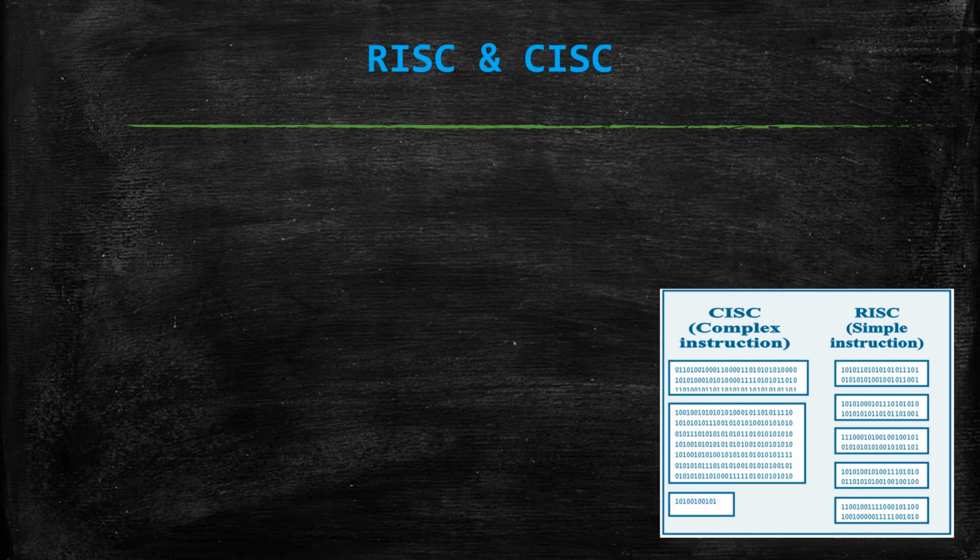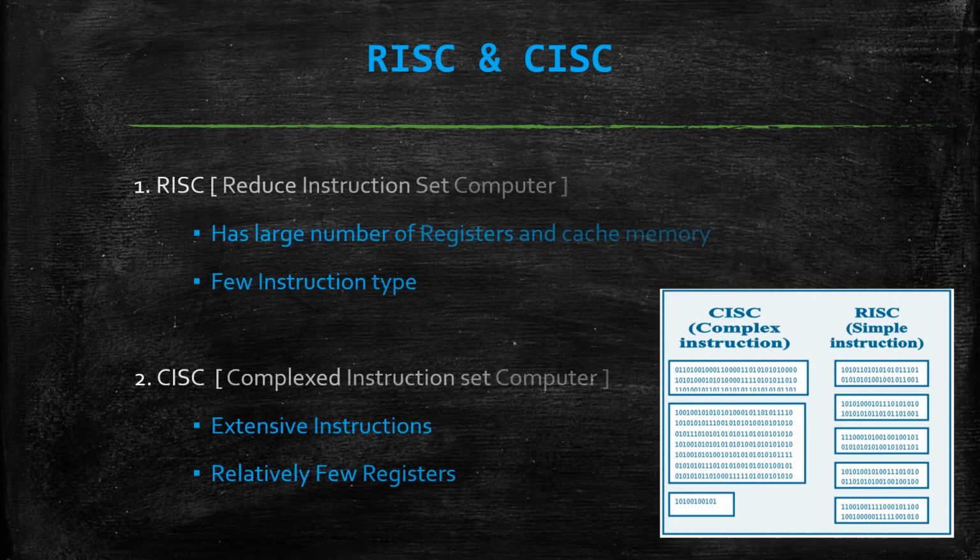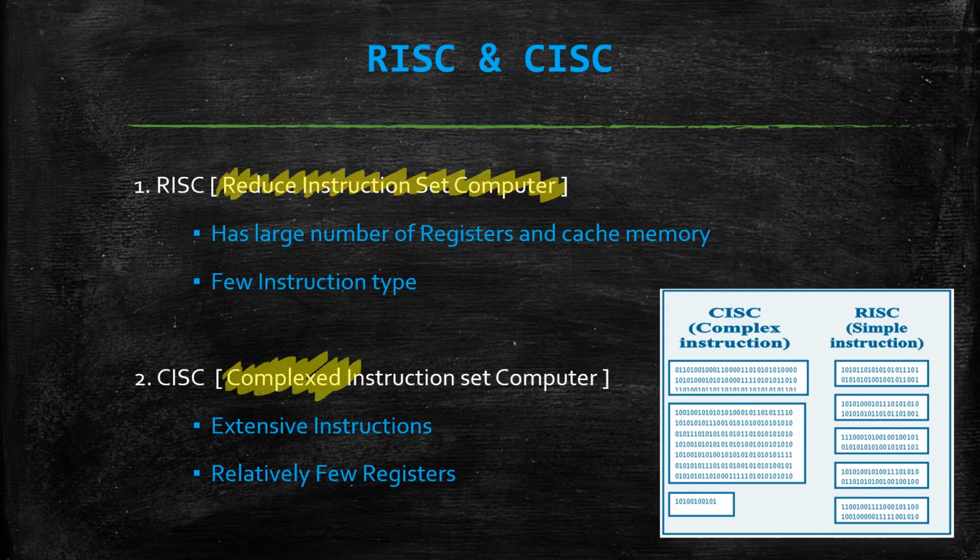The second type is RISC and CISC. So what is the difference? RISC stands for Reduced Instruction Set Computer, while CISC stands for Complex Instruction Set Computer.